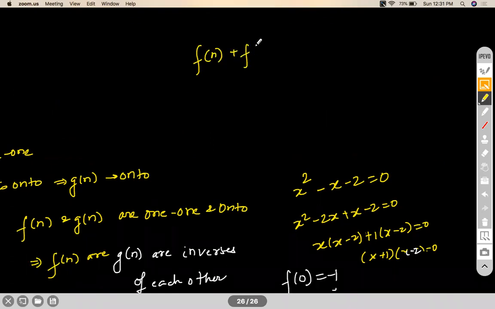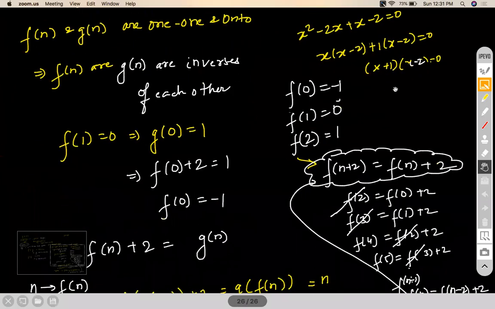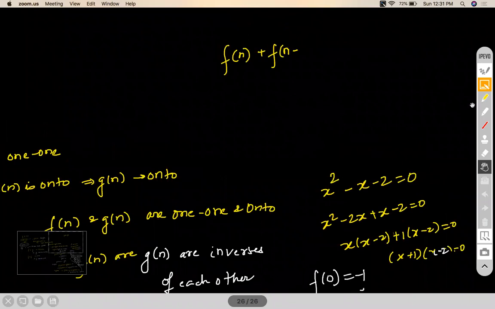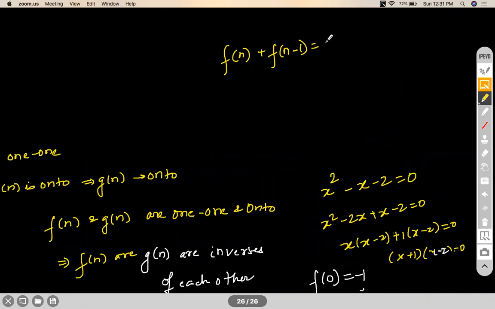So we'll get it's a linear function. f of n plus f of n minus 1 is 2n minus 3. Okay, 2n minus 3, correct? Yes, sir. So now we take n as n plus 1. So then we get f of n plus 1 plus f of n is equal to 2n minus 1.